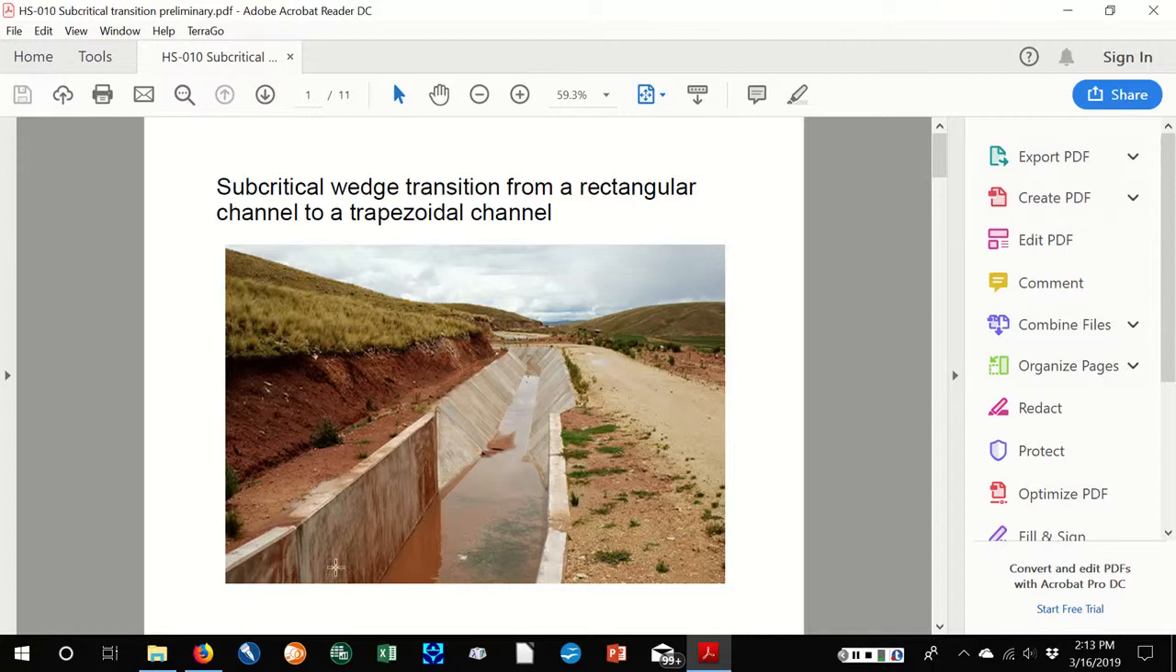Notice the upstream end here is a rectangular channel, and then there's the wedge transition going into the trapezoidal channel.